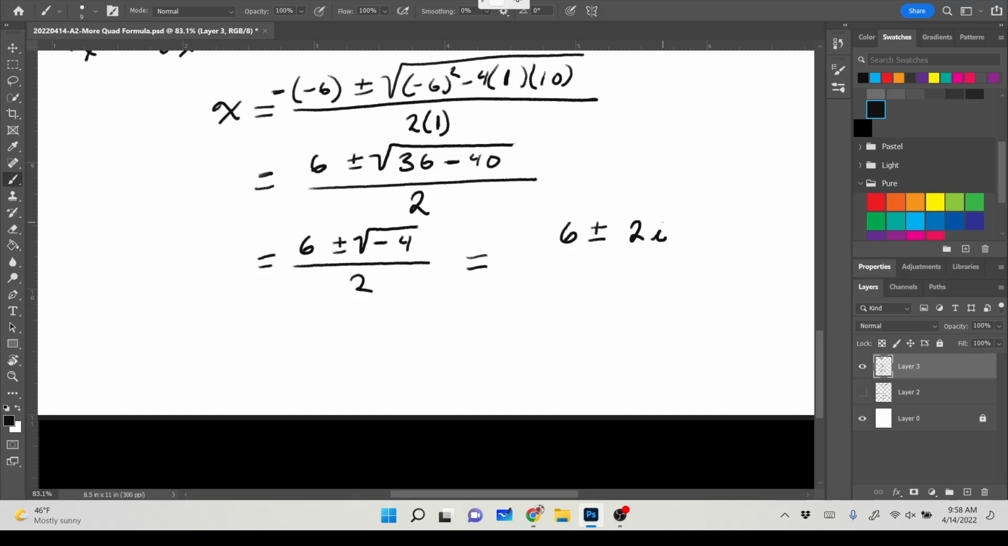How did I get 2i? Where did that come from? The square root of 4 is 2, and the square root of negative 1 is i. So 2i, right? Now we can reduce that by dividing everything by 2, correct? So 3 plus or minus i. 3 plus or minus i is correct.